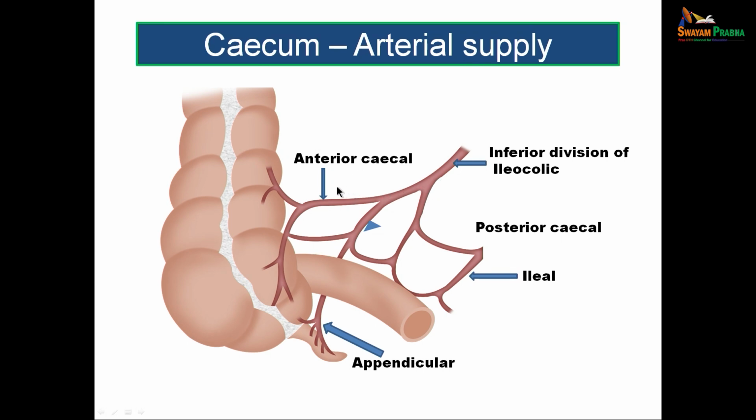This gives anterior cecal branches which will run in the superior ileocecal fold to reach the anterior surface of the cecum. It also gives posterior cecal branches. One of these branches from the posterior cecal will also supply the appendix. So, anterior and posterior cecal branches supplying the cecum are coming from the inferior division of ileocolic artery.